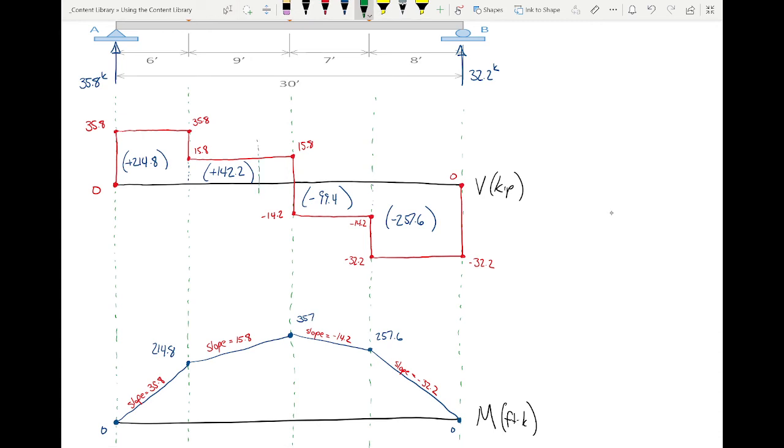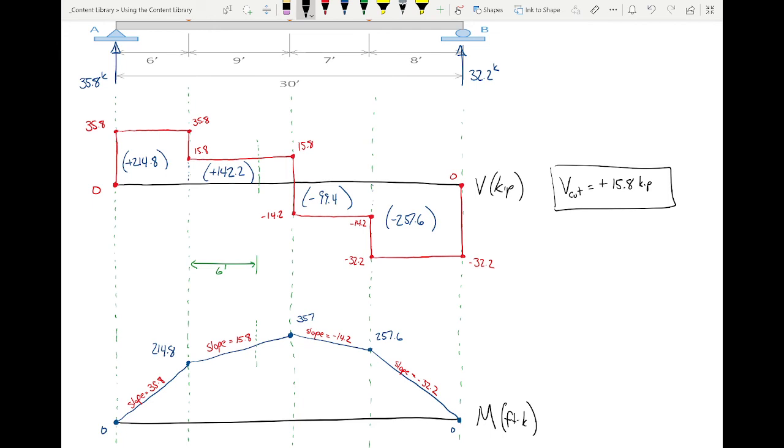And maybe right here, which by the way, what's this distance here? If it's 12 feet from the left support, what's that distance? 6. So, would you agree that the shear at the cut is positive 15.8 kips from the diagram? Would you agree with that? I mean, that's what the shear diagram states, right?